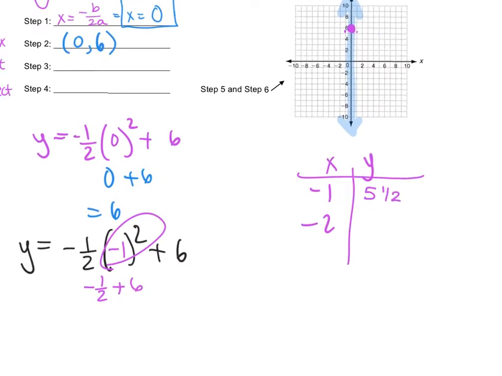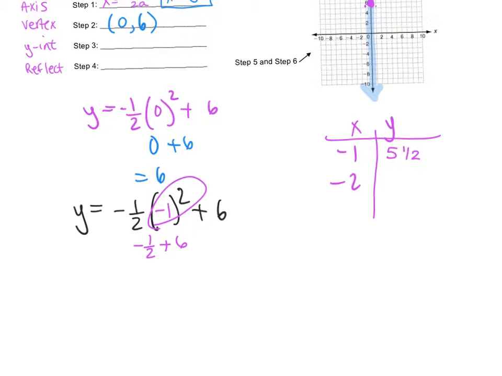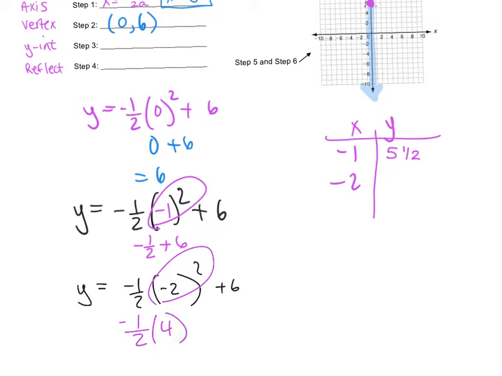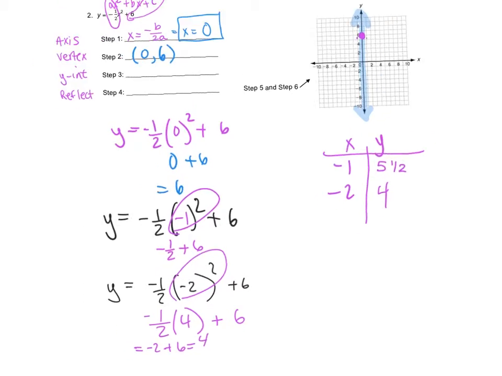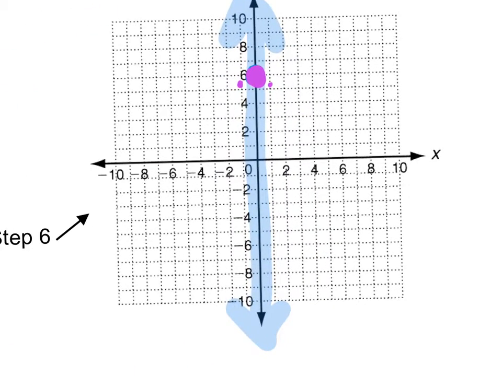Now I'm going to choose -2 and see what happens when x is -2. Y is equal to -1/2 times -2 squared plus 6. -2 squared is 4. -1/2 of 4 is actually -2. And -2 plus 6 is equal to 4. So when x is -2, y is equal to 4. That means I can reflect it to the other side. When x is 2, y is positive 4.